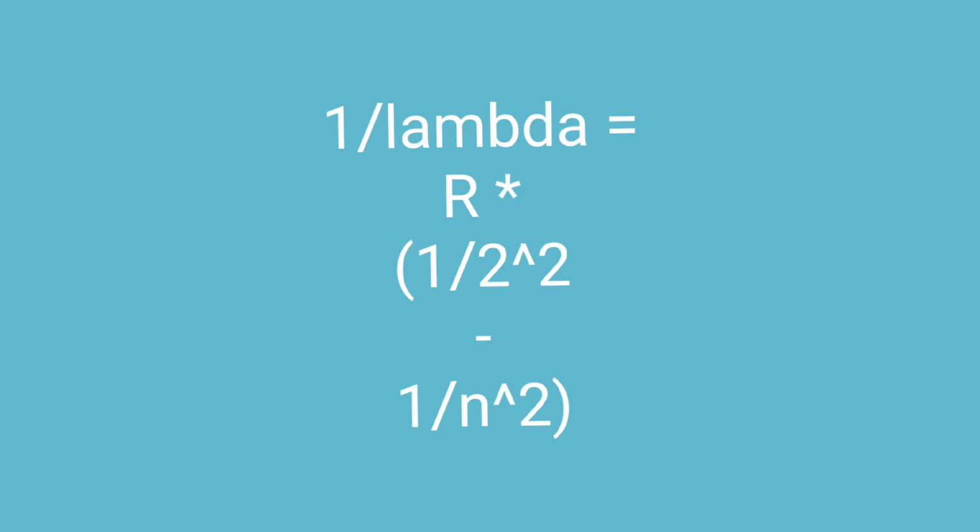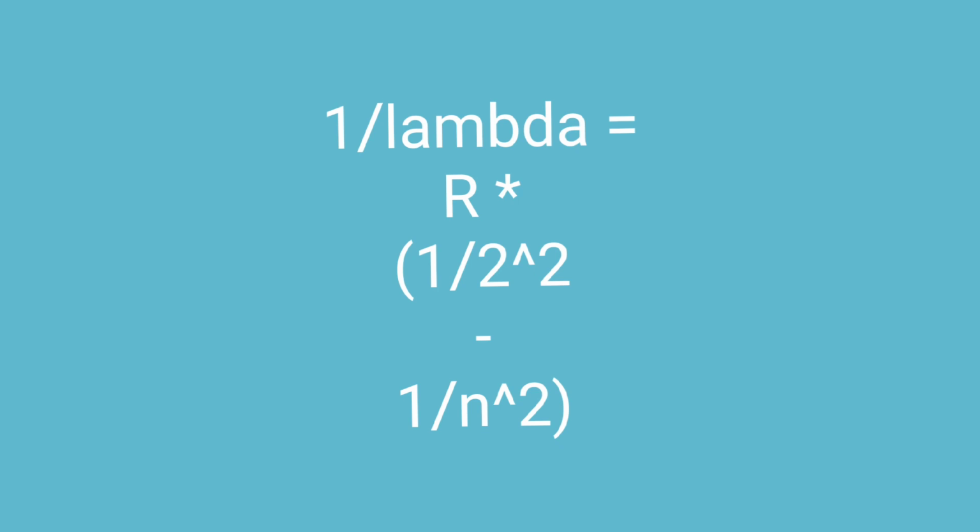For n is equal to infinity, one obtains the limit of this series at lambda is equal to 364.6 nanometer. This is the shortest wavelength in Balmer series. Beyond this limit, no further distinct lines appear. Instead, only a faint continuous spectrum is seen.